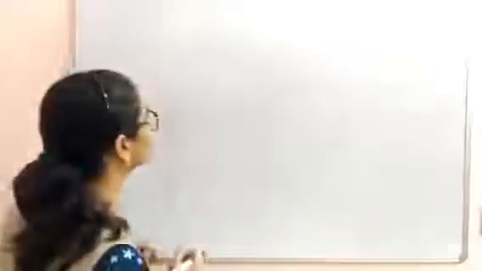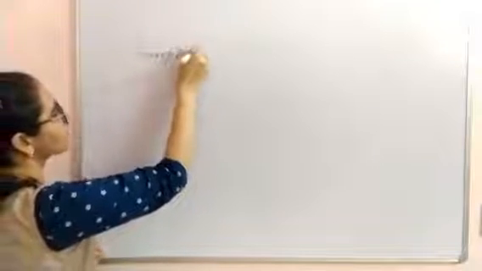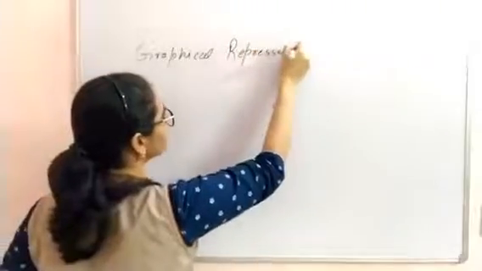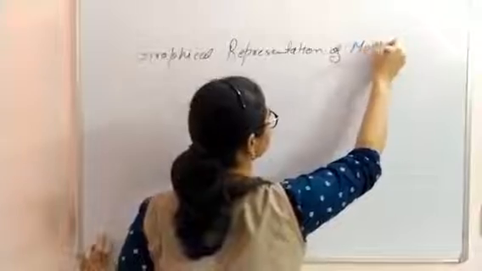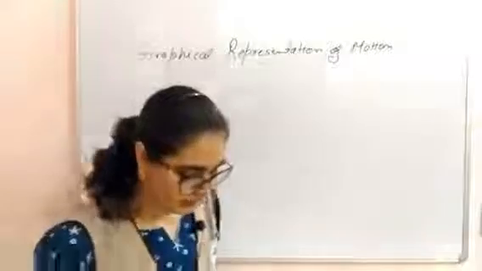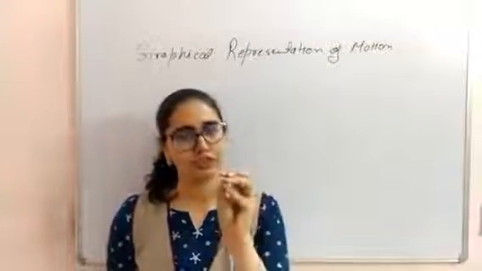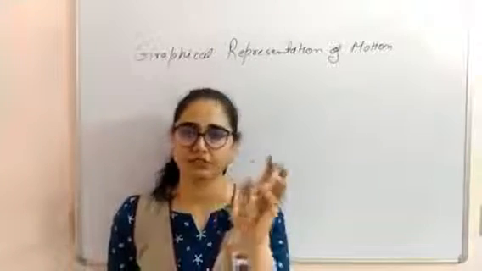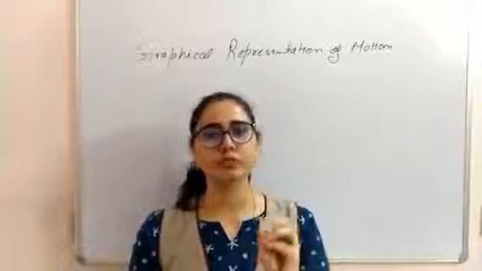In today's topic we are going to study graphical representation of motion. You already understood what motion is. If an object is changing its position with reference to some particular point or a reference point, we are going to say that the object is in motion.